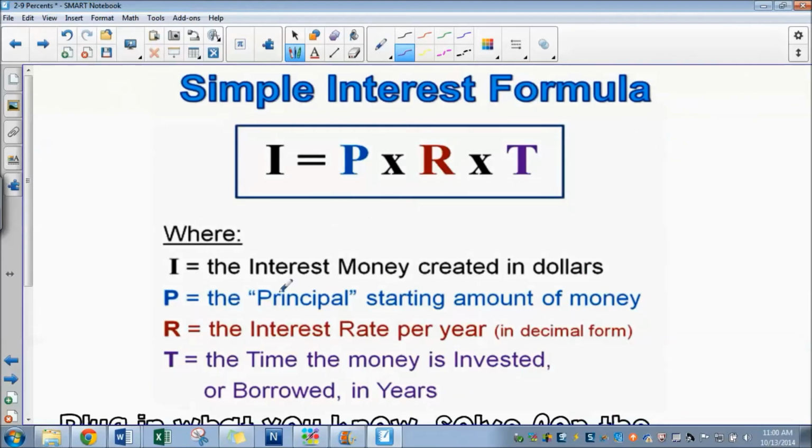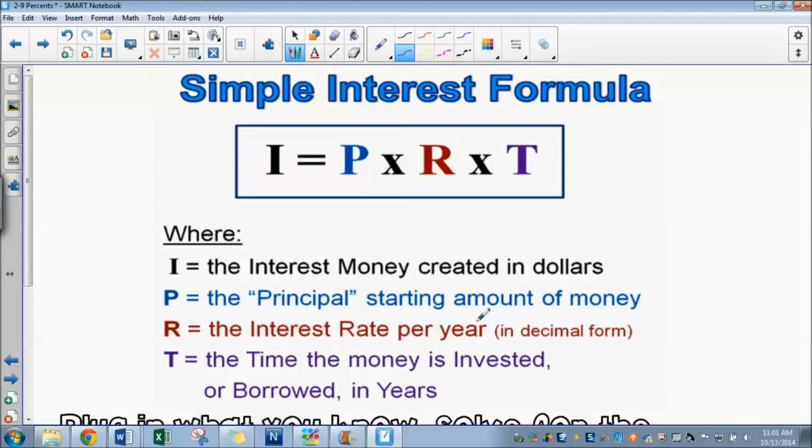Another application you're going to see is with the simple interest formula. I equals PRT. You worked with this last year. I is the interest, money created in dollars. This could be money that's being paid as a fee to borrow money from a bank, or money that you're earning, such as you invested your money in the bank. You let them borrow your money. P is the principal. That's the starting out amount of money. You may have borrowed $10,000 or you deposited $3,000. That's your principal.